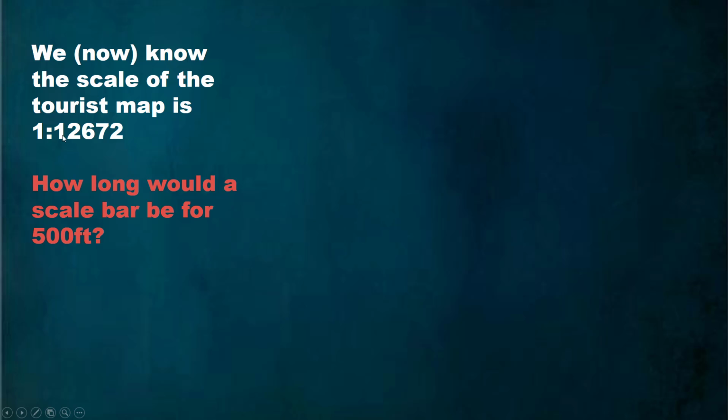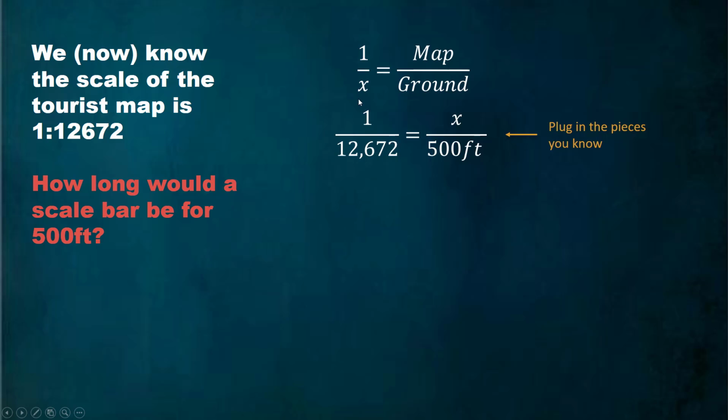Now that we know that information, we want to figure out how long a scale bar would be, because I want to ultimately make a scale bar on my map, right? So, touristy map, 1 to 12,672, and I would like a scale bar representing 500 feet of ground distance. So, start with my equation, put my representative fraction over here on the left, and then my ground distance that I want to represent is 500 feet, so what I'm trying to figure out is how long that would be on the map, right?